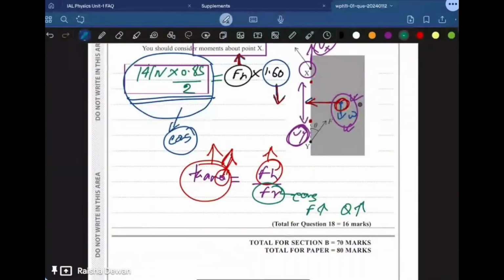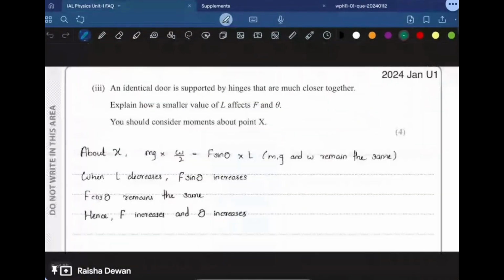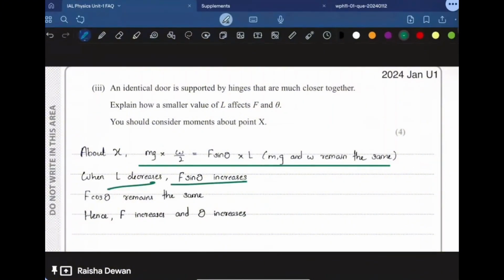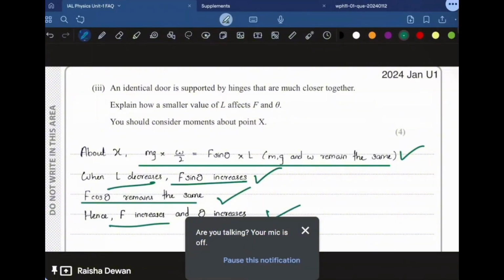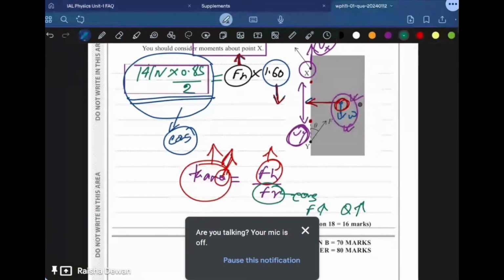Now let's go through the question from the MS, from the FAQ sheet. In the FAQ sheet, they have written about x. This was the formula that we have written. Then when L decreases, our f sin theta increases, and our f cos theta remains the same, which was our vertical component. Hence, f increases and theta increases. They have written it in a very short way, but I have explained to you guys in real detail. So now tell me whether you guys have understood it or not, or you have any question.